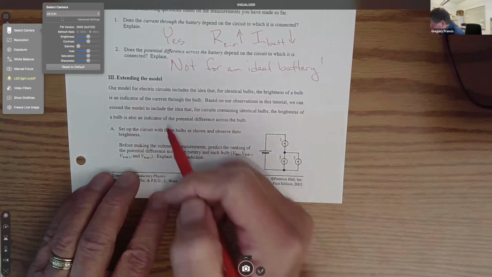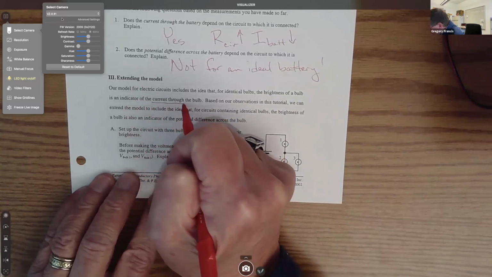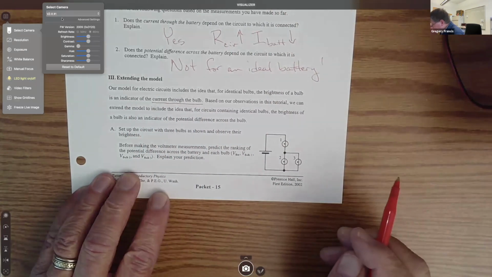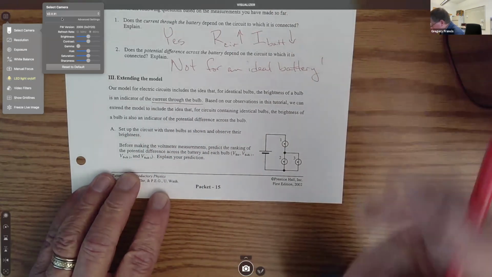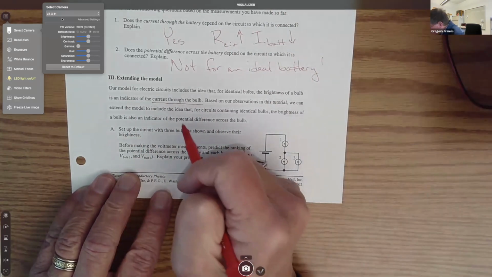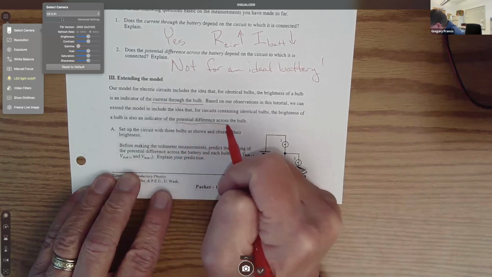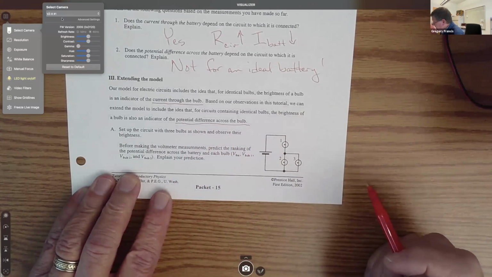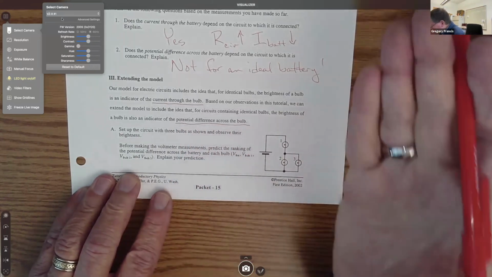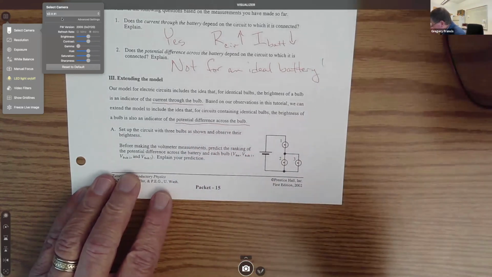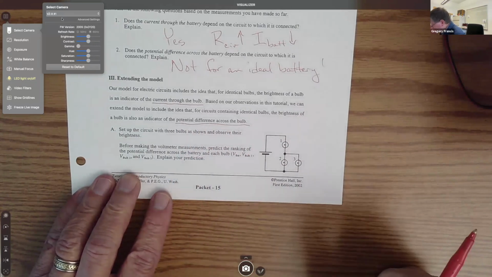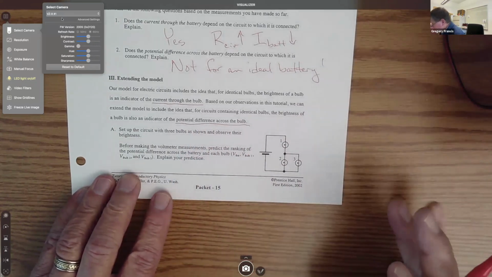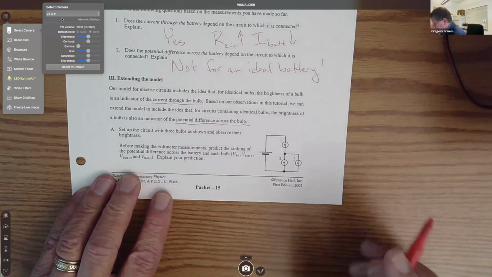Now notice that we always talk about the current through the bulb. The current is the flow of the charge through the wires, through the filament, through the bulb. But we always talk about the voltage difference across the bulb, from one side of the bulb to the other side of the bulb, because voltage doesn't flow, it doesn't go anywhere. It's like a pressure difference from one side of the bulb to the other side, and that pressure difference is what pushes the current through the bulb.